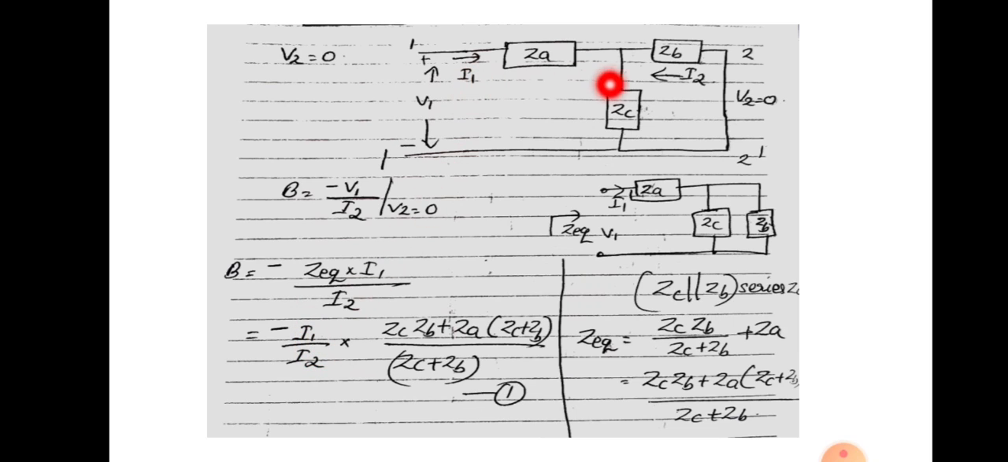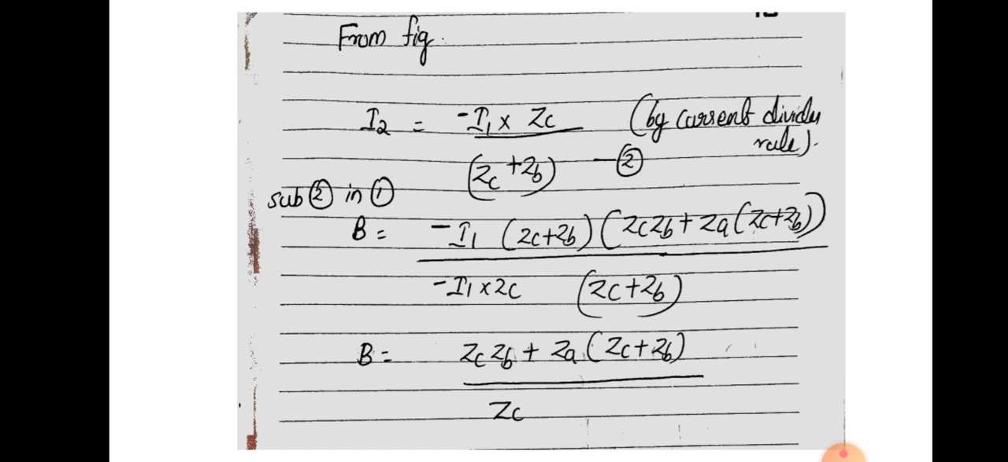You know that in this circuit I2 is in this direction, I1 is in this direction. So there is a relation between I1 and I2. When we apply the current divider rule, we will obtain the relation between I1 and I2. Applying it, you can find the current through this branch, which will be I1 into ZC divided by ZC plus ZB, and that current will be in opposite direction to that of I2. So you can write the equation as I2 will be equal to minus I1 into ZC by ZC plus ZB.